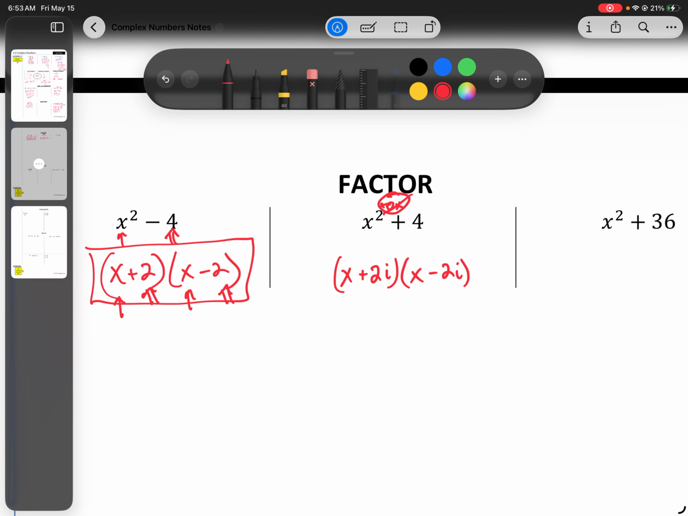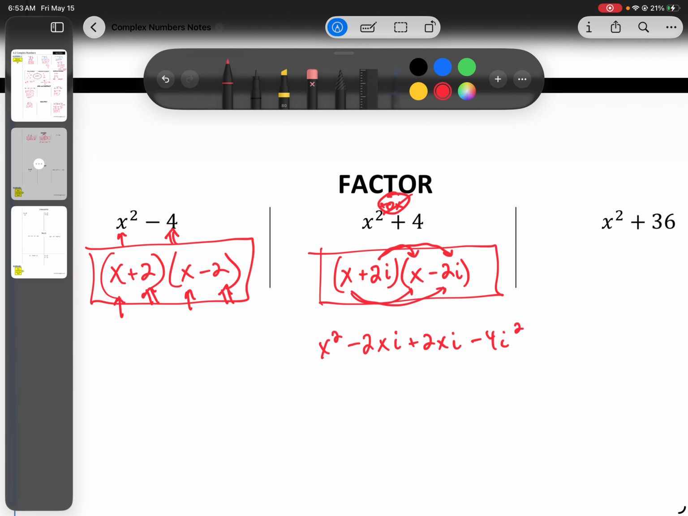So when you have x squared plus a number, you could do difference of two squares again, but these are going to be imaginary numbers. I'm going to multiply it back out just to show you what happens. x times x is x squared. x times negative 2i is negative 2xi. That's an imaginary number. Now I'm going to distribute the 2i. 2i times x is plus 2xi. And then 2i times negative 2i is negative 4i squared.